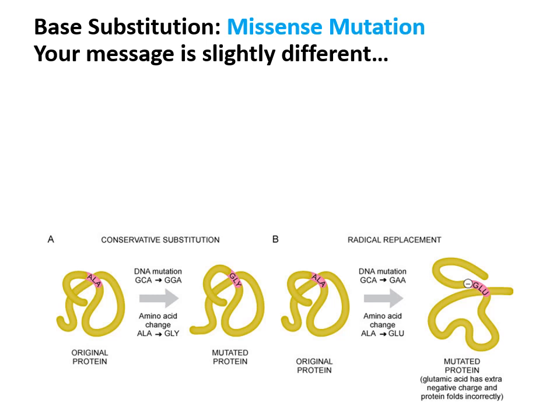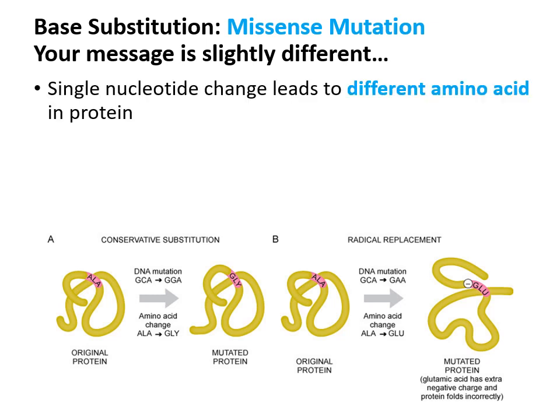With base substitution, the first option is a missense mutation. Okay, so circle the word missense mutation. What this means is that a single nucleotide, so that means an A, T, G, or C, has been changed, and now when transcription and then translation occurs of that sequence, there's now a different amino acid than was supposed to be in the final protein product. Okay? This missense mutation can either be conservative or radical.